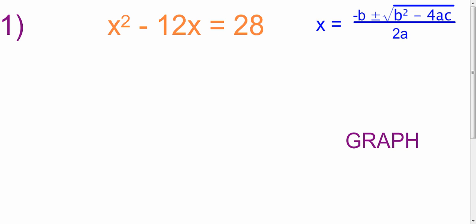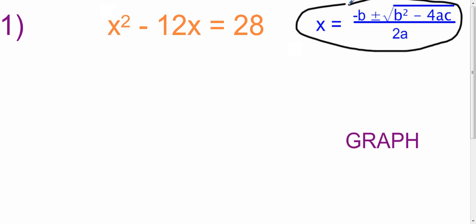The quadratic formula is this handy dandy little formula up here: negative b plus or minus the square root of b squared minus 4ac, all over 2a. In order to use the quadratic formula, you first of all have to have a quadratic equation, which has an x squared term in it, in standard form. Standard form means it goes in terms of x squared, then x, and then your constant. So basically it should be set equal to 0.